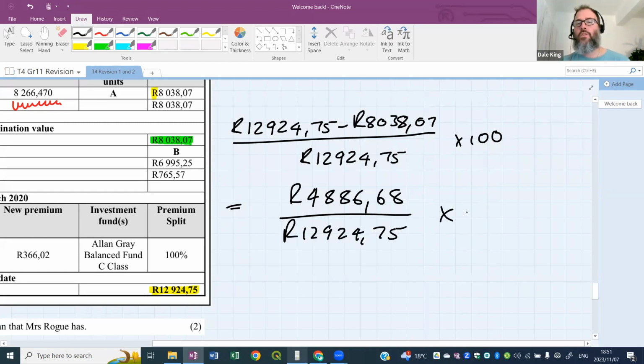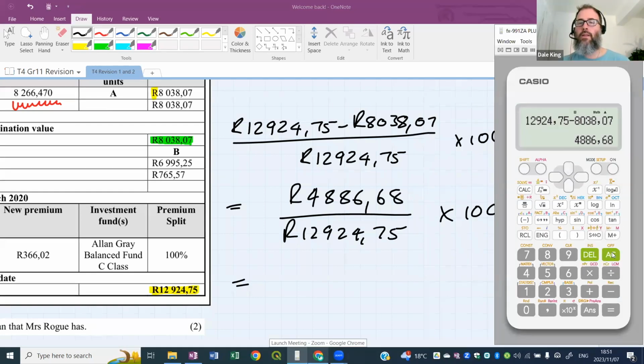So we put it over the original amounts and we times by 100, and then let's see what we get. So 4886.68 over 12924.75, times 100. Oh, now something's not right. So we see that we get 37,808. So what have we done wrong? What have we missed here? That isn't right. We have to get that answer, 45,88.